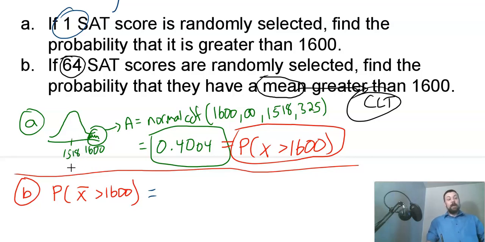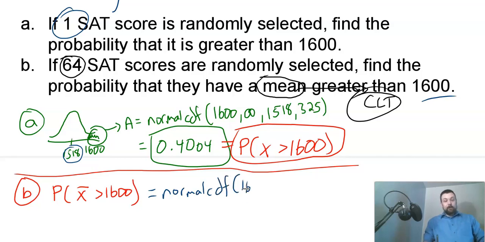The mean doesn't change, right? This will stay the mean of my sample mean, so the center will still be 1518. And I'm still looking at 1600, and I want to find the means that are greater than 1600, which will be to the right. So I want the area to the right. If I was going to draw a picture for this, it's going to look exactly like this. And I'm going to do normal CDF.